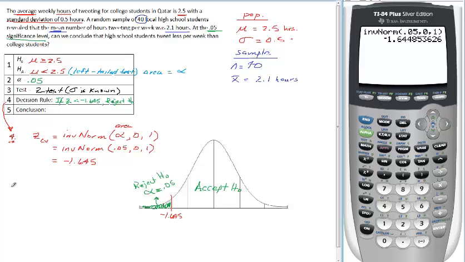Now the next thing we need to do is step 5, which is to run the test and make our conclusion. Now what is the test we run? Of course it's a z-test.